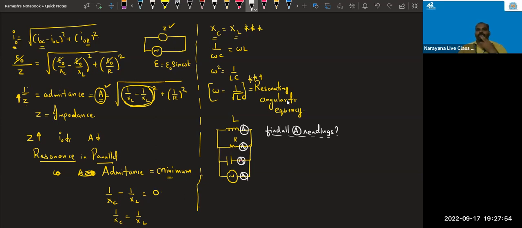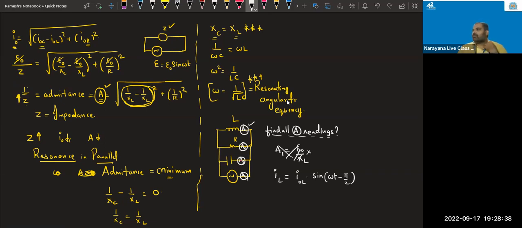Sir, A1 has E naught by X. Wrong. Okay, listen. All ammeters will measure RMS current only, na? First, I will find how much current is flowing in the inductor. Peak current in the inductor, I naught sin of omega t minus pi by 2. Leader or lagger? Lagger. So minus pi by 2 only, na?